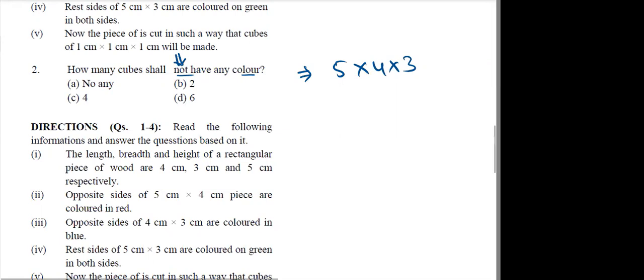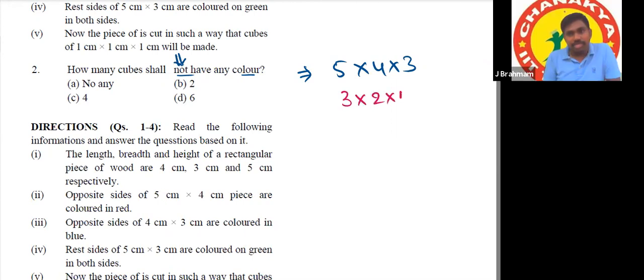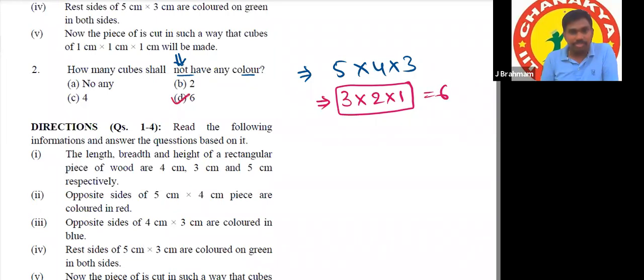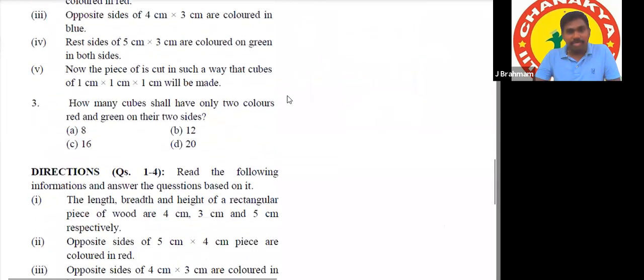So the answer is 3 into 2 into 1. Very good. We have to remove two layers: top one, bottom one, front one, back one, left one, right one. Total we get 3 into 2 into 1, 6 cubes. So the answer is 6. Even though the colors are given, the questions are independent of color combination.